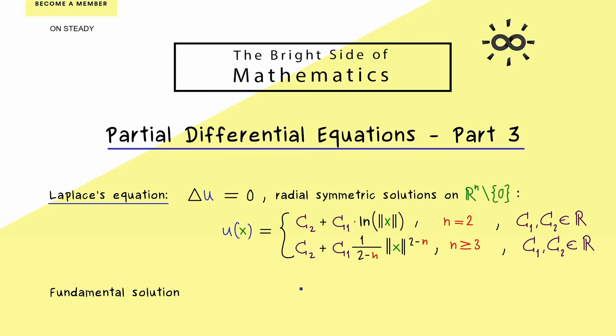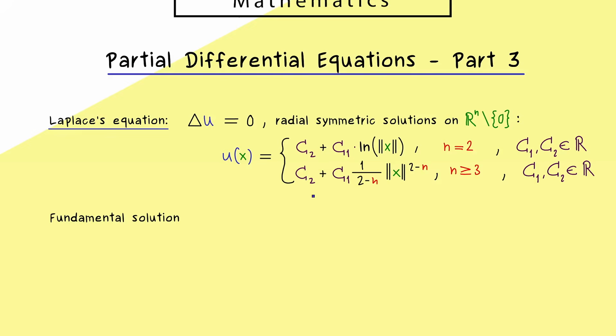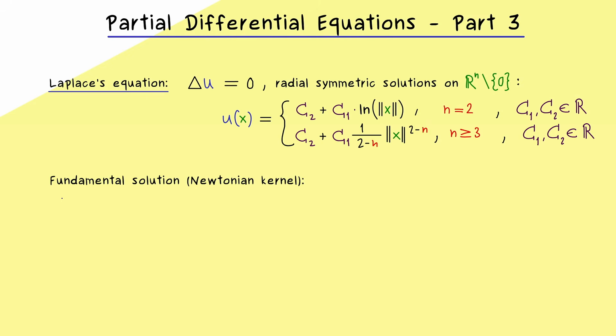In other words, we will just fix suitable constants c1 and c2. And as you might already guess, a natural choice for the constant c2 would be just 0. However, for c1 this is not so clear, and I will justify the choice for it later on. But first, let's write down the function gamma, which we call the fundamental solution of Laplace's equation. And as already mentioned, sometimes you will see it as the Newtonian kernel.